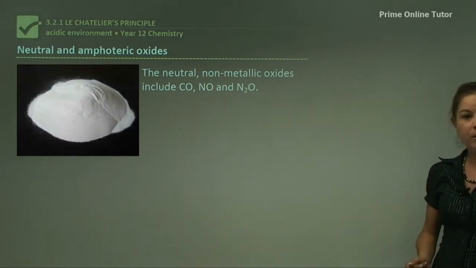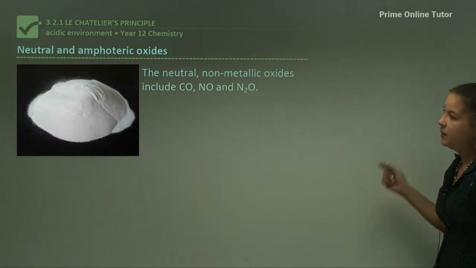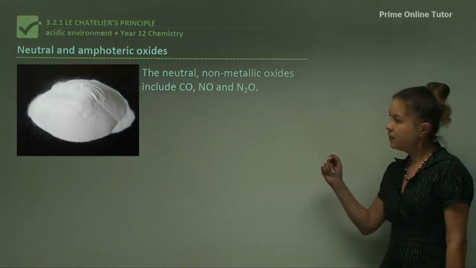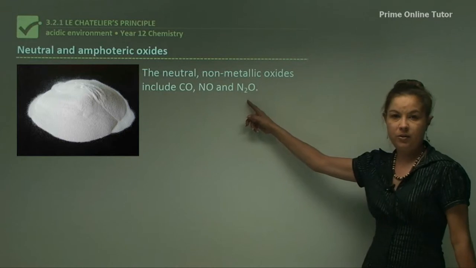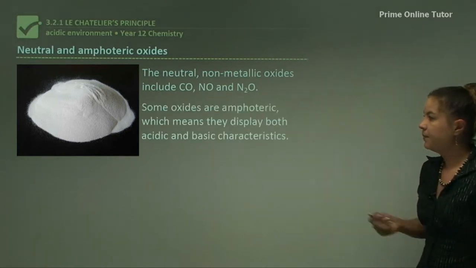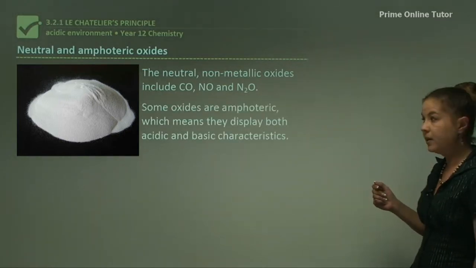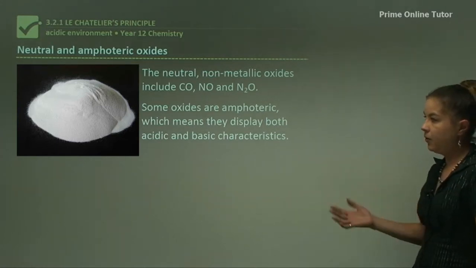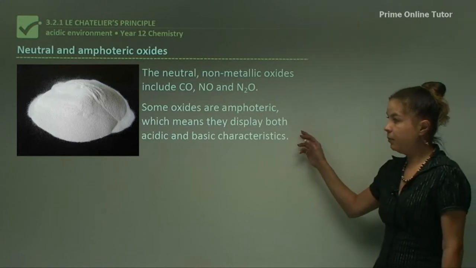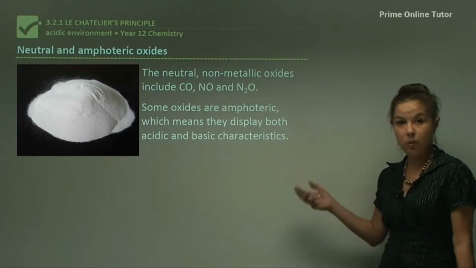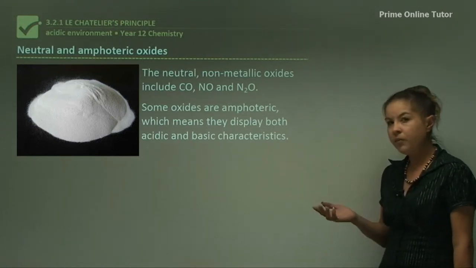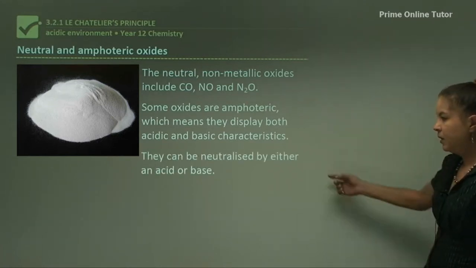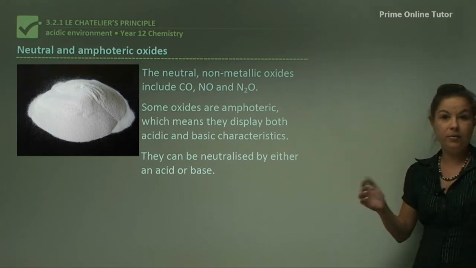Now looking at neutral and amphoteric oxides. The neutral non-metallic oxides include carbon monoxide, nitrogen monoxide, and dinitrogen oxide. Some oxides are amphoteric, which means they display both acidic and basic characteristics, so they can act as both. A good example of an amphoteric molecule is water. Even though it's neutral, it can act as acidic and basic. So they can be neutralised by either an acid or a base.